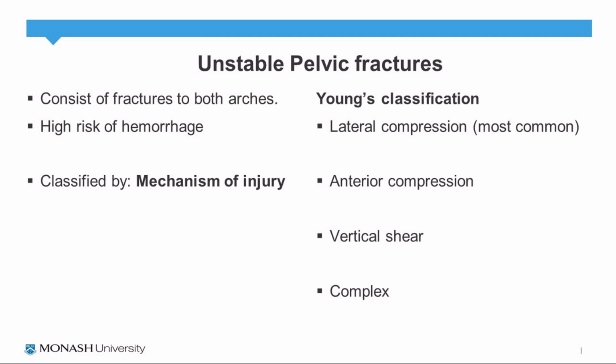Unstable pelvic fractures consist of fractures to both arcs. There is a very high risk of hemorrhage, and these fractures are classified according to the mechanism of injury. Here I'm going to use Young's classification. If the mechanism of injury is from the lateral side where you have lateral compression, that is the most common and it's called a lateral compression fracture. If it's from the front, it's an anterior compression fracture. And you could have vertical shearing, and then you could have a complex combination of rotations.